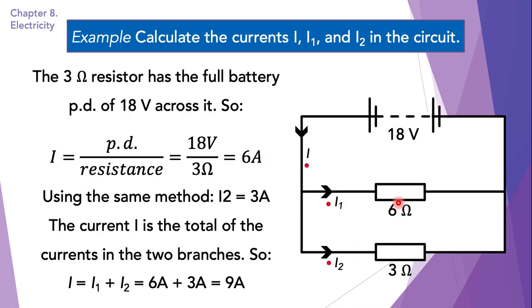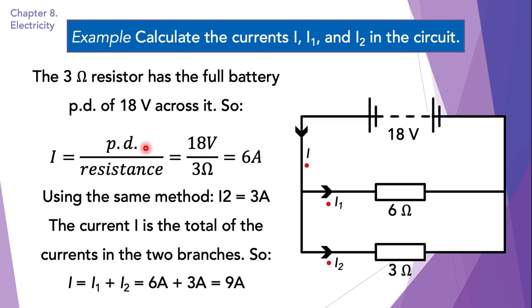So here we have 2 resistors in a parallel circuit. See, before they were in series, right, here they are in parallel. So they're asking us to calculate the currents I, I1 and I2 in the circuit. So this also depends on the resistance of each resistor. Now, let's see. The 3 ohm resistor has the full battery potential difference of 18 volts across it.